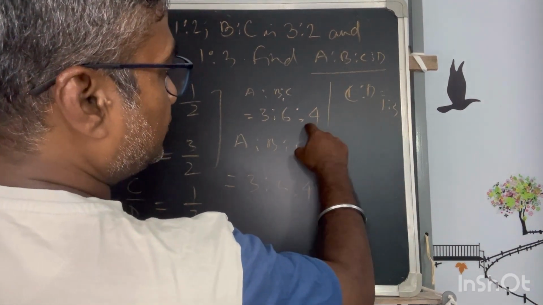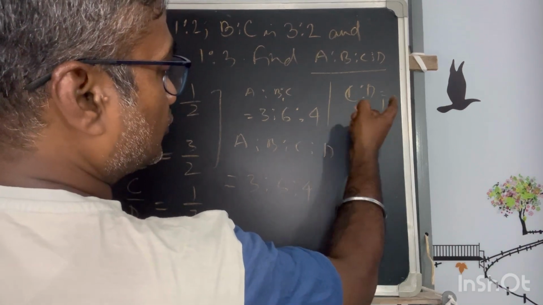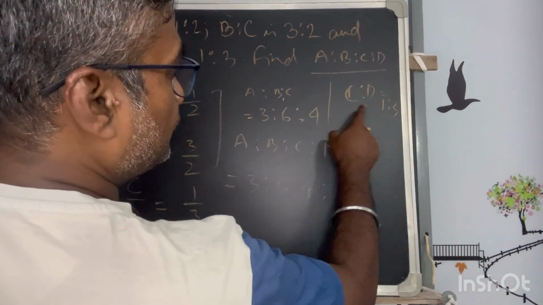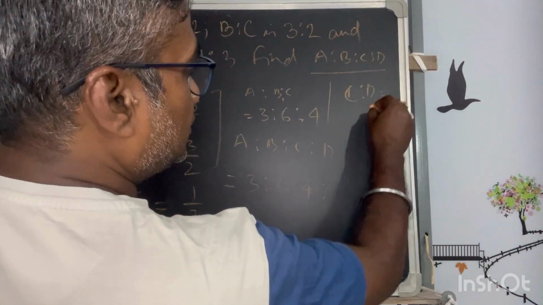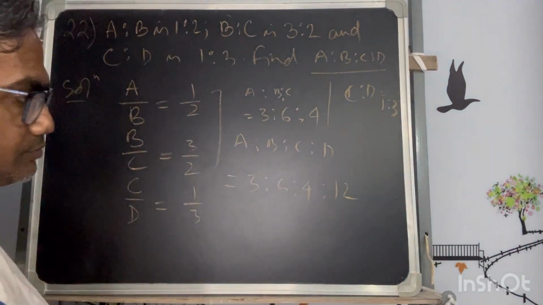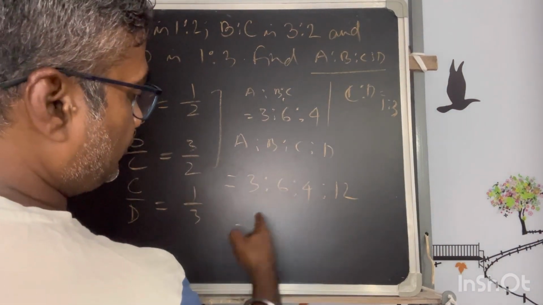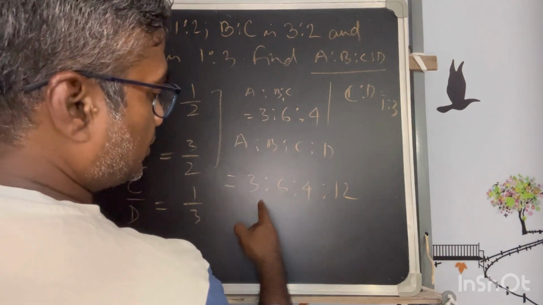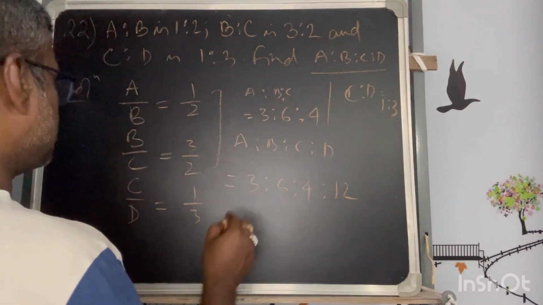Now there you have to convert 1 into 4. So you have to multiply with 4. So this will convert D to 12. Okay, now if you are able to reduce, it's okay, otherwise this is the answer. So this is one method.